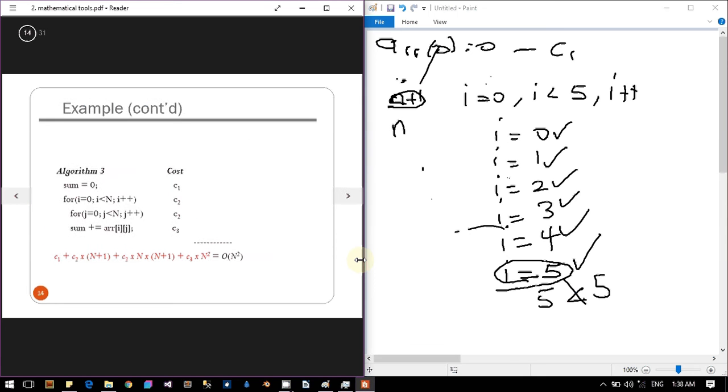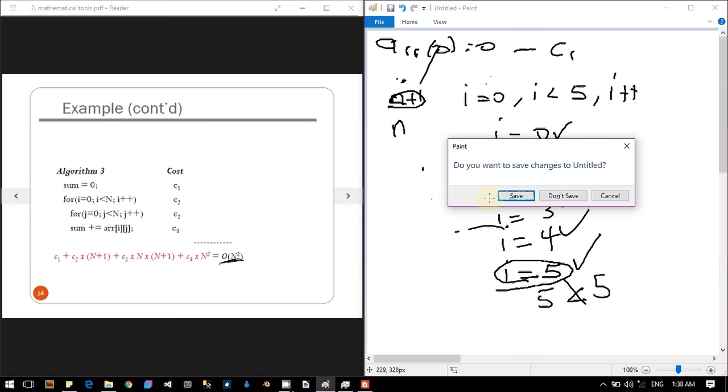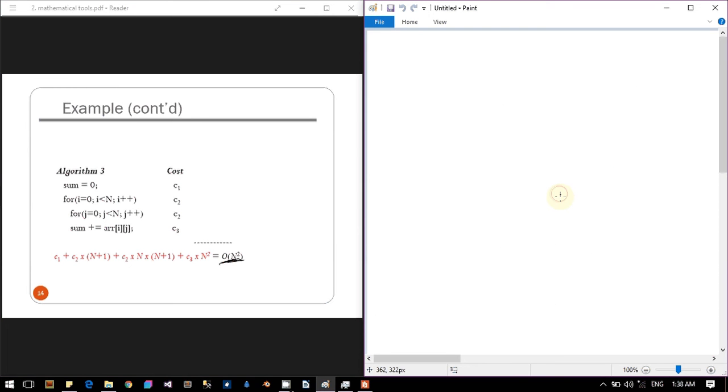Okay, but algorithm 3 runs in O of n squared time. And what does that mean? What I want you to realize is that O of n squared is bigger than O of n. What does that mean? That this runs faster. This will probably take less memory.